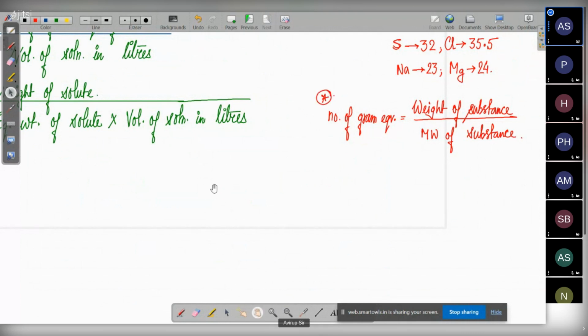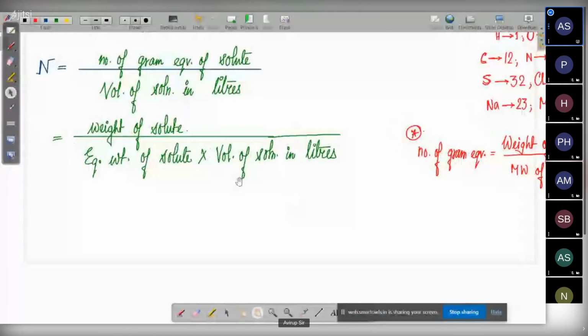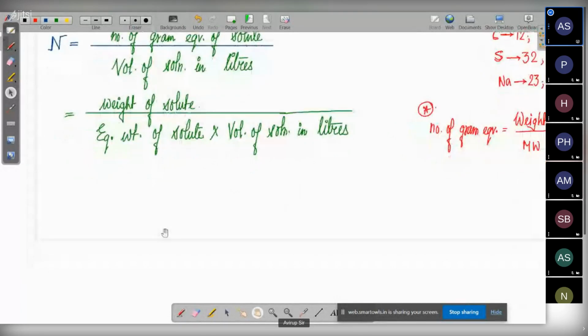Now you might wonder one thing, that is, what is this equivalent weight? We haven't done anything before about this equivalent weight. So wait a moment, let me complete all the 4 formulas and then we will discuss what this equivalent weight is. So now let us do the next modification of the formula.